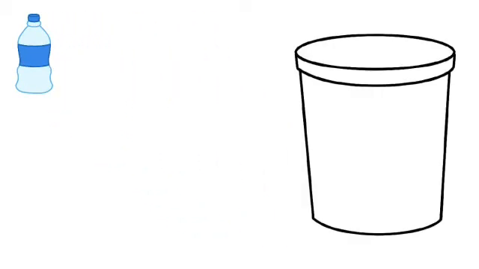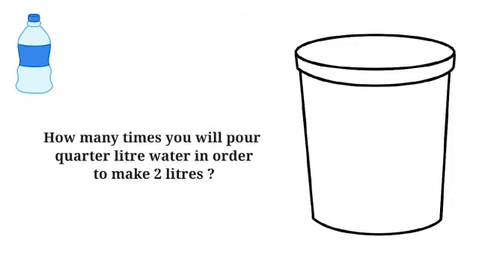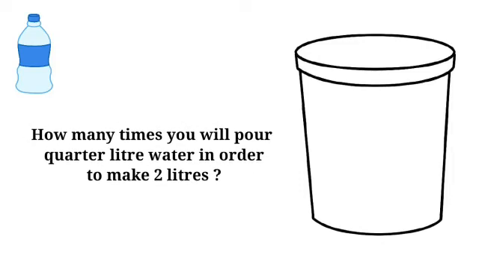Take a bottle with a quarter liter capacity. Using this as a measure, mark the following measures on a container. First, let us find out the bottle with the capacity of quarter liter. Let's fill water in it. Alright, now, first we need to take 2 liters of water in a container. Well, how many times will you pour quarter liter water in order to make 2 liters?